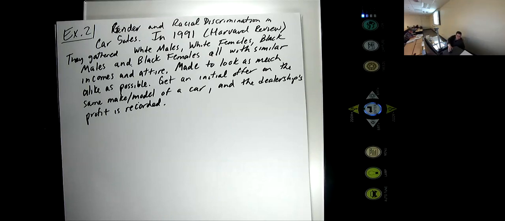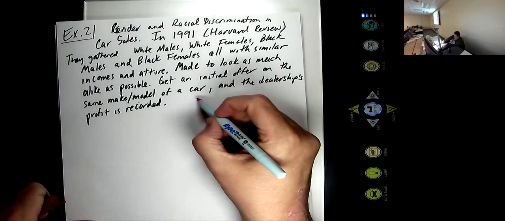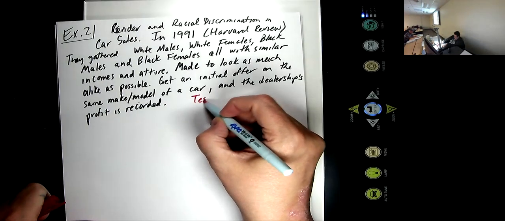I'll show you the data table in a second. I'm not writing down all these. There's a lot. It was the Harvard Law Review, not just Harvard Review, Harvard Law Review. And we want to test at alpha equals 0.05.